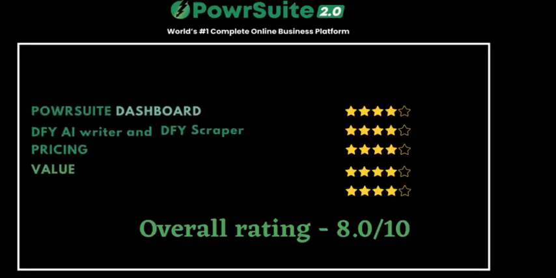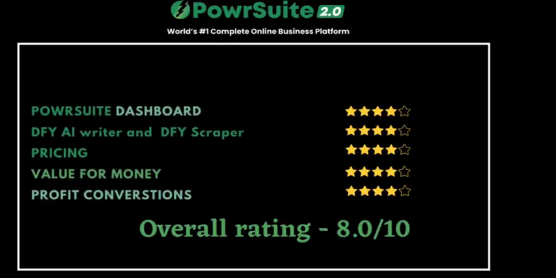For the PowerSuite dashboard, it was easy and convenient, so I gave 8.6 out of 10. For the DFY AI Writer and DFY Scraper, I gave 8 out of 10. For the pricing, I gave 8 out of 10 because you get 13 apps for a one-time price. For value for money, I gave 7 out of 10 because some apps like Link Tracker need to be upgraded. For the profit conversion, it's easy for affiliate marketers and business owners, so I give 8 out of 10. So overall, I gave 8.0 out of 10.